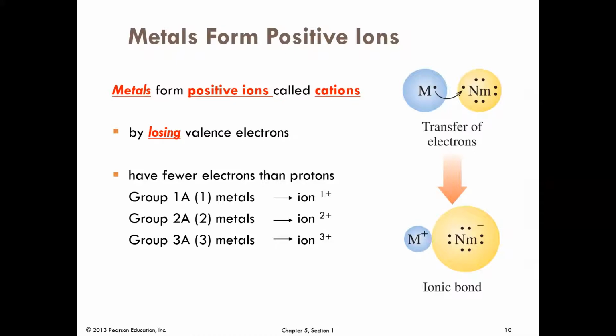With group 2, they have 2 valence electrons. It is easier to give away 2 than it is to collect 6. So again, these are going to give away 2 and become a +2. And the same goes with group 3. With group 3, with atoms like aluminum, it's easier for it to give away 3 electrons than it is to get 5.